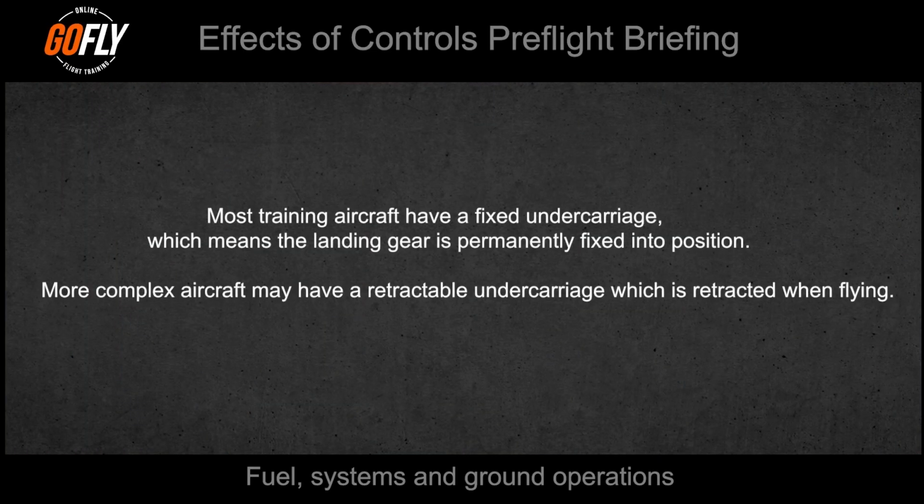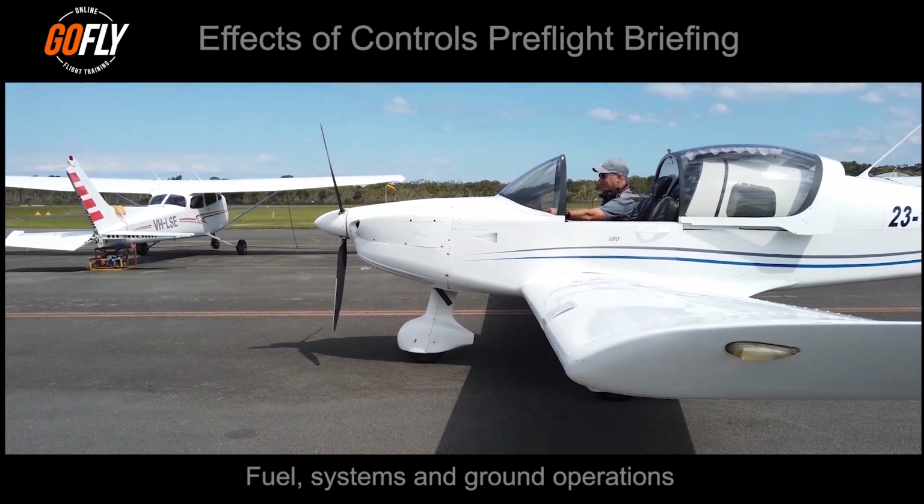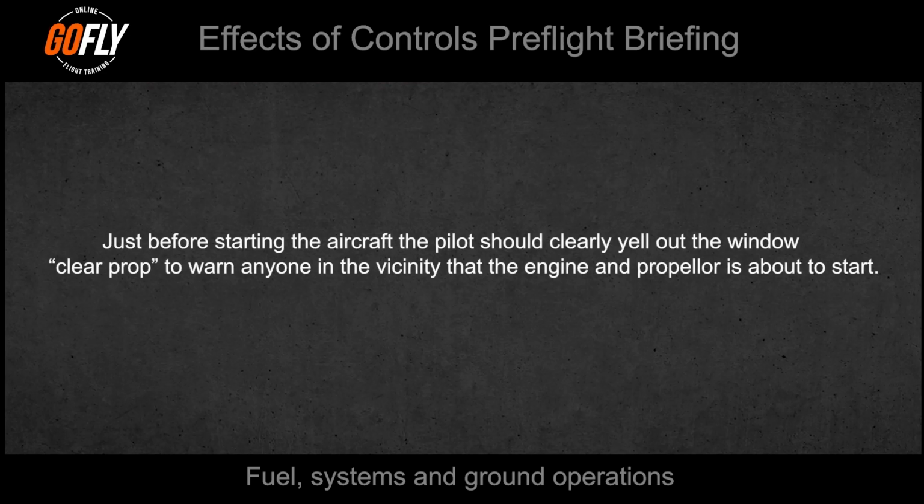Most training aircraft have a fixed undercarriage, which means the landing gear is permanently fixed into position. More complex aircraft may have a retractable undercarriage, which is retracted when flying. It's important when starting the aircraft to make sure there are no other aircraft, persons or objects behind the aircraft. Just before starting the aircraft, the pilot should clearly yell out the window, "Clear prop," to warn anyone in the vicinity that the engine and propeller is about to start.